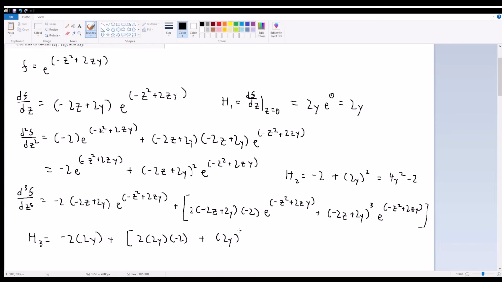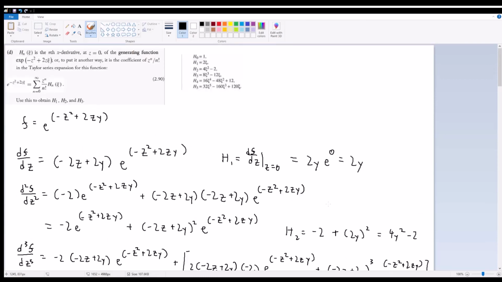2y cubed, and then the exponential goes to nothing, so this is going to give us negative 4y, and then minus 8y, plus 8y cubed, or 8y cubed minus 12y. If we look up, we do indeed have 8y cubed minus 12y. And with that, we are done with this mathematical exercise.